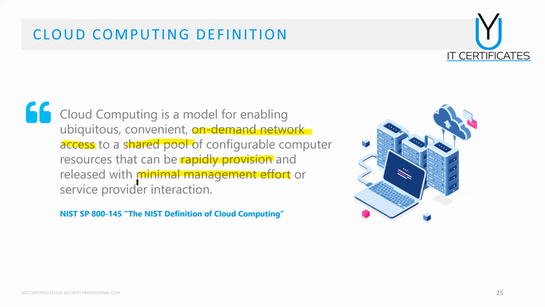This is the definition of the cloud. Very simply, we can say that the cloud is a group of resources, a shared pool of resources. What do we mean by shared pool of resources? A group of processors, memory, storage, and so on. And all these resources are enabled on demand for on-demand network access. It can be accessed on demand.